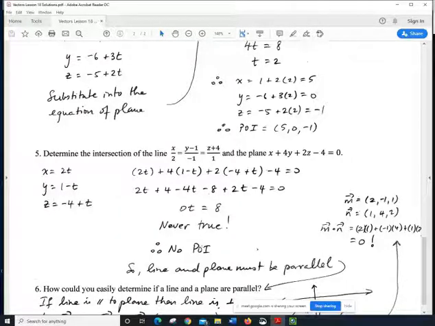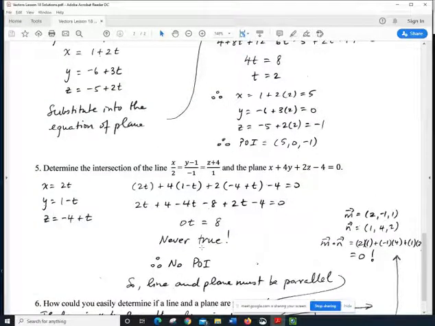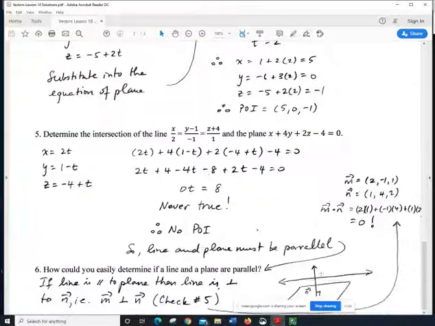Now, remember when we were working with the lines, we said it's not bad information to know beforehand what group it falls into. So here, if we want to determine when a line and a plane are parallel, well, if a line and a plane are parallel, what's the easiest thing to see in this equation?